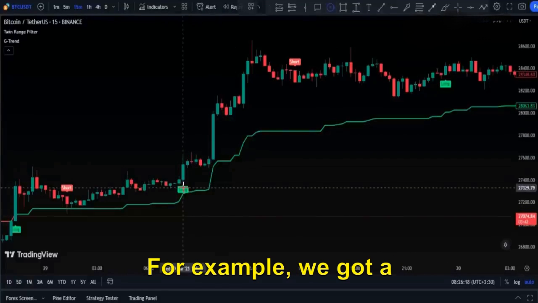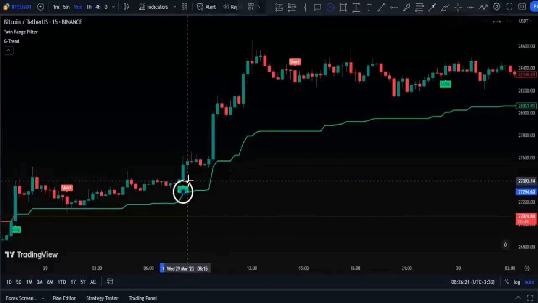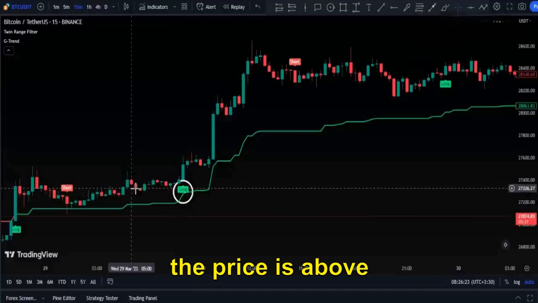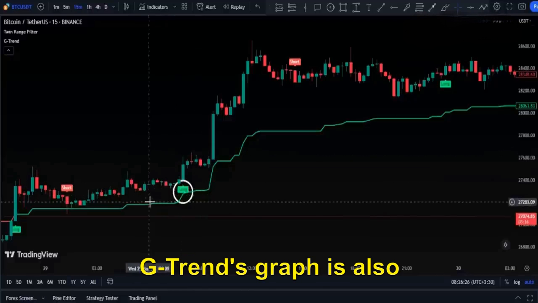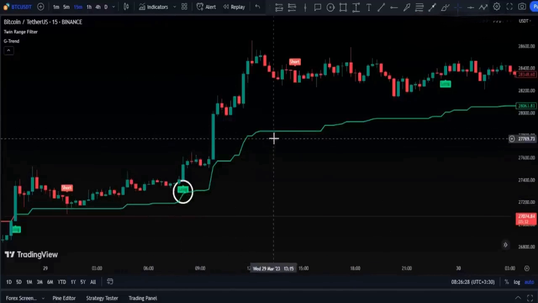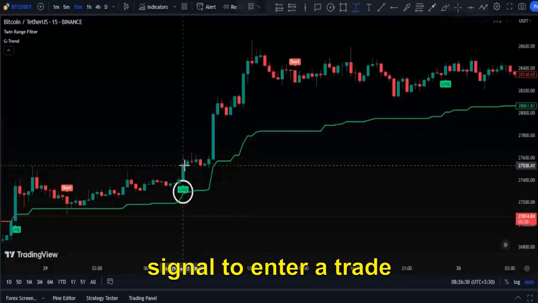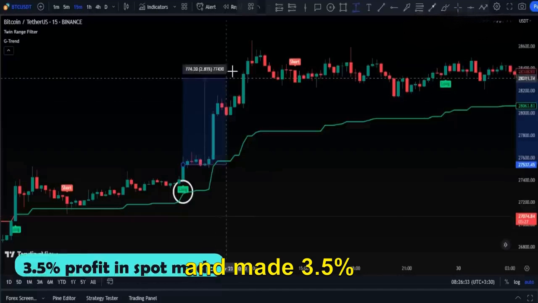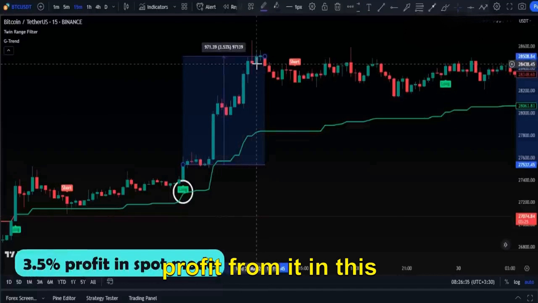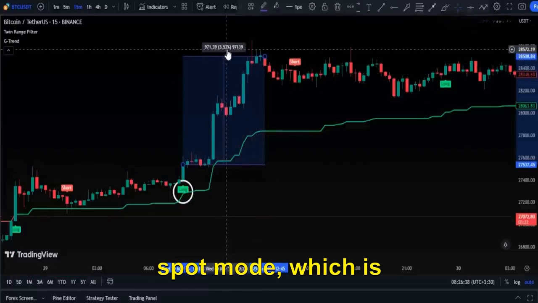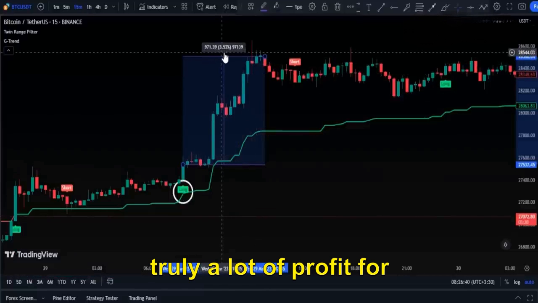For example, we got a long signal here. Trend is ascending because the price is above G-Trend indicator and G-Trend's graph is also green. So we could have used this signal to enter a trade and made a 3.5% profit from it in the spot mode, which is truly a lot of profit for a single trade in the spot mode.